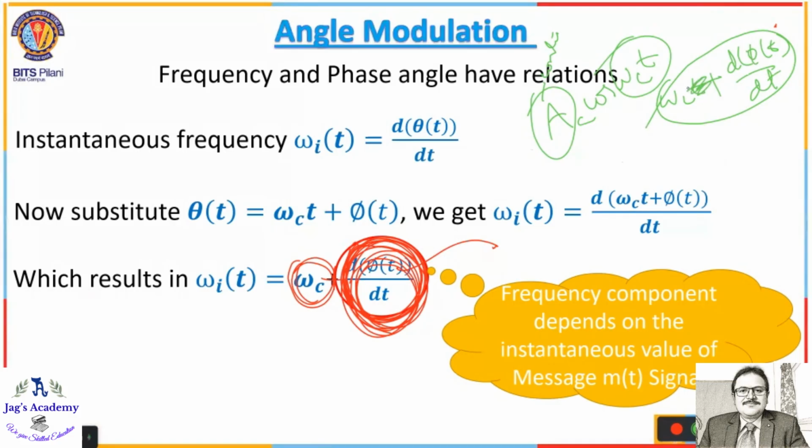Of course, when you write in terms of frequency, this t will not come. You have seen here, it is omega c plus d phi of t by dt, that's the frequency when you talk in terms of frequency. When you talk in terms of phase, your carrier will become omega ct plus phi of t. This is phase. Have you understood this? This is very important for you to remember.